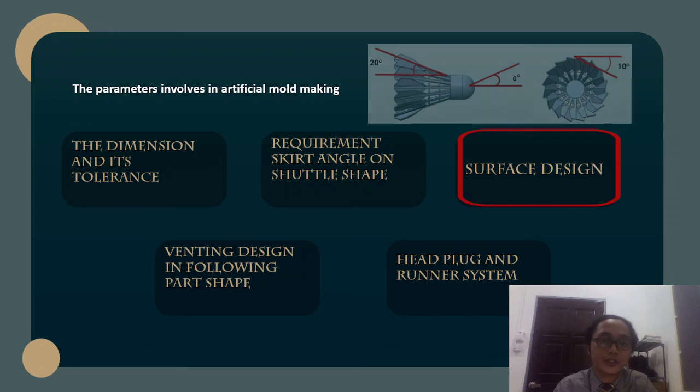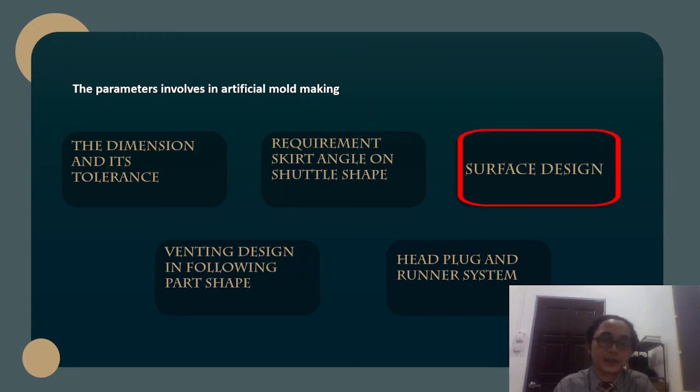The next one is the surface design. As stated in the literature review, the porosity of the surface design might have a small effect, but in this project, the porosity is expected to be neglected because of the complexity of the process to get the perfect porosity surface.